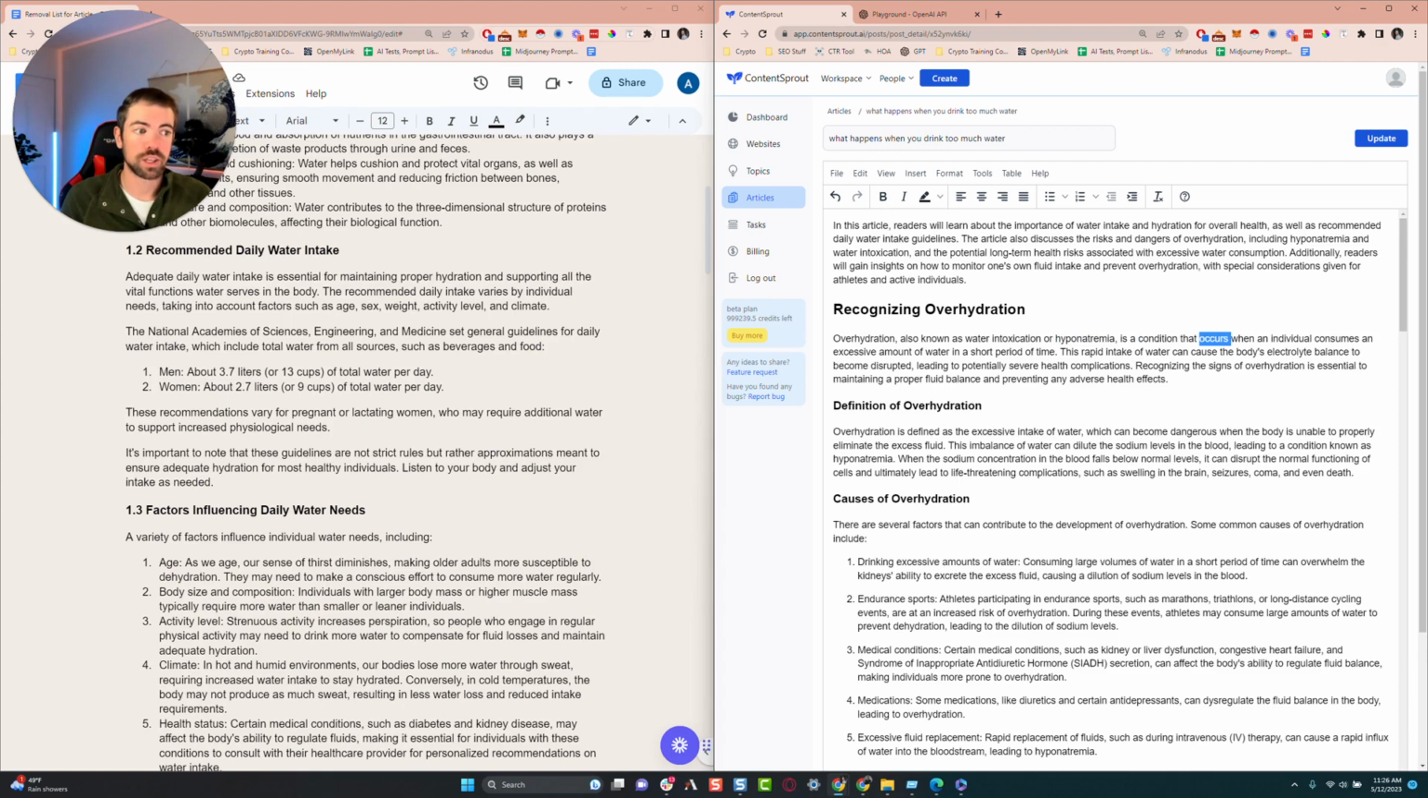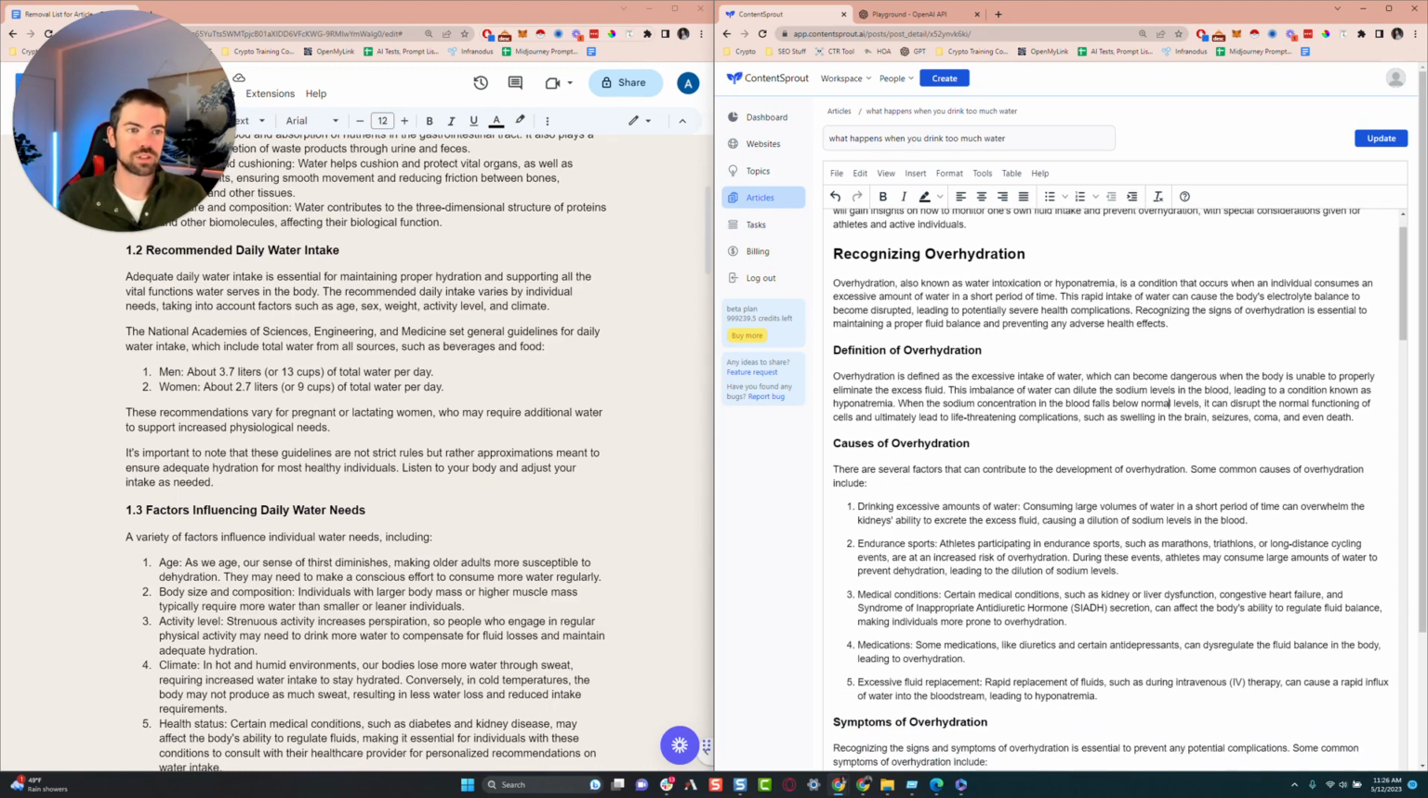The condition occurs when an individual consumes an excessive amount of water in a short period of time. Great definition. This rapid intake of water can cause the body's electrolyte balance to become disrupted, leading to potentially, so this is really nice. This is the main thing. Electrolyte balance becomes disrupted. That's the most important thing to talk about here. You still need to know your subject to be able to properly edit and modify. So I encourage everyone, no matter what you're doing, if you're using AI to write stuff, still study the subject. Leading to potentially severe health complications. Recognizing the signs of overhydration is essential to maintaining a proper fluid balance and preventing adverse health effects.